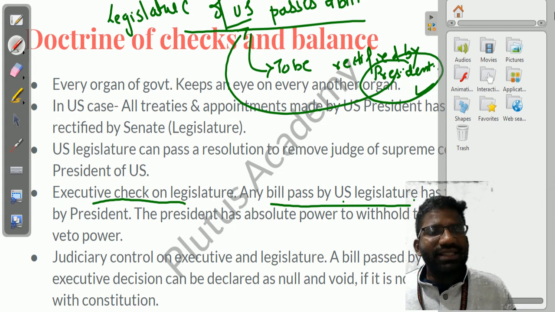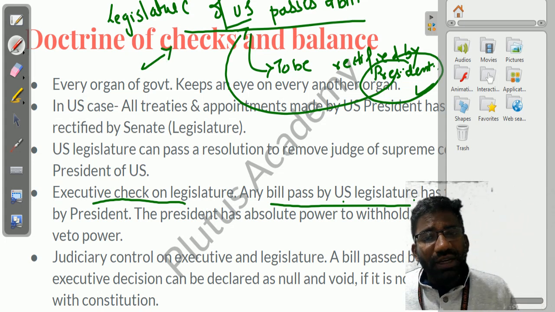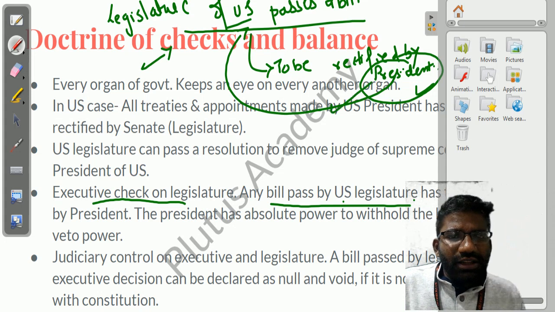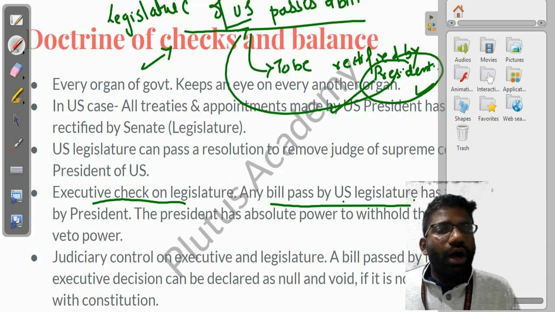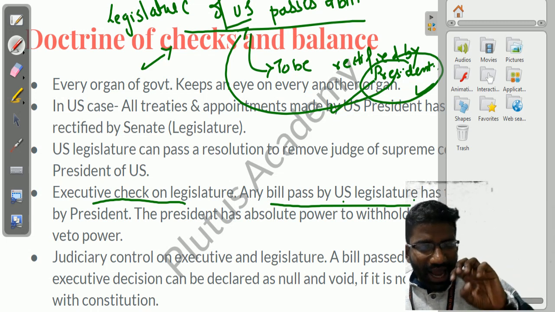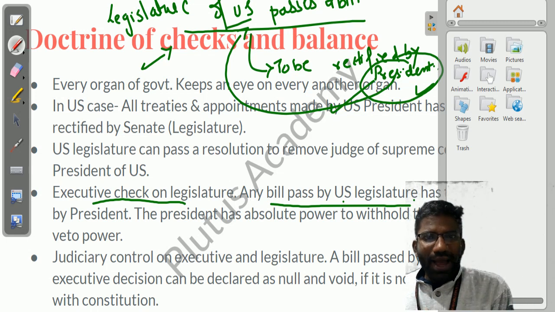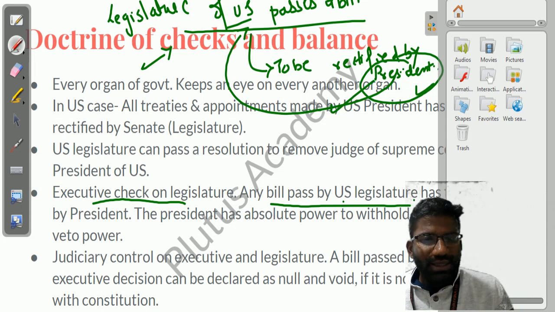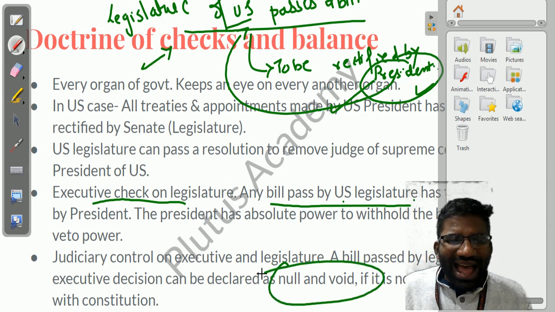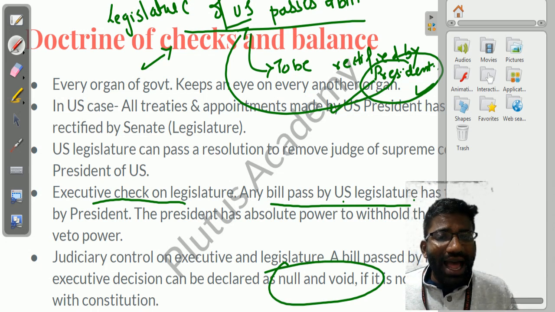Now, we need to prove that judiciary is equally powerful as executive and legislature. Let us take the same example. Suppose the legislature of US passes a bill and the bill is even given assent by the honorable president. Now what? Once the bill is passed, it becomes a law or an act. And the judiciary finds that the act made is not in accordance with the Constitution of US. The judiciary has to declare the act as null and void.